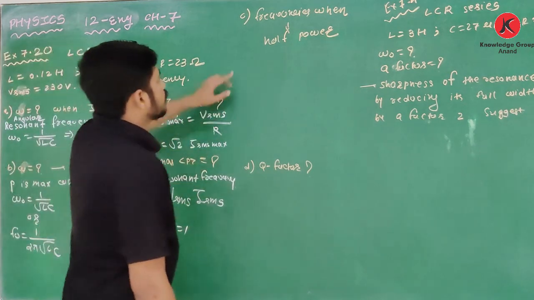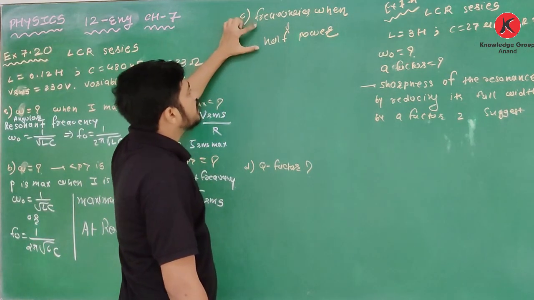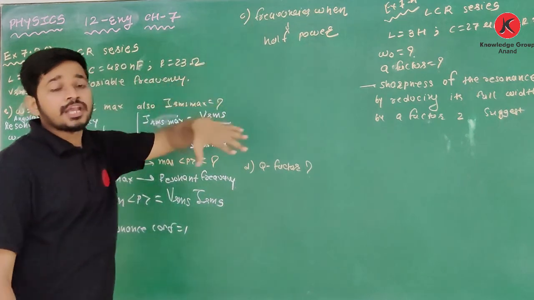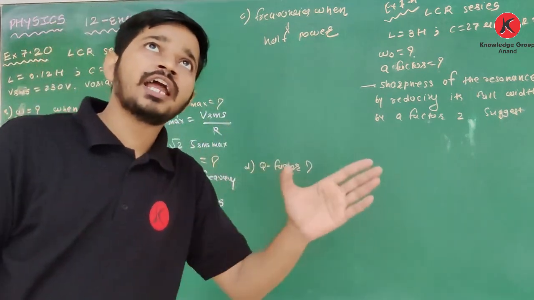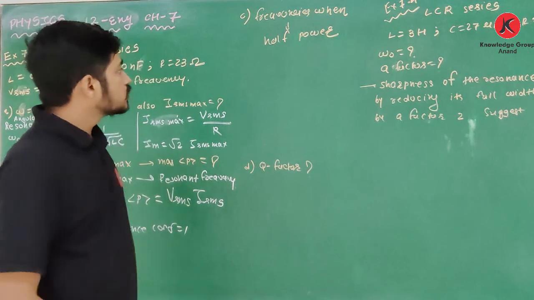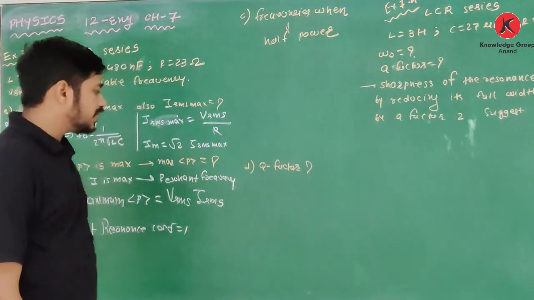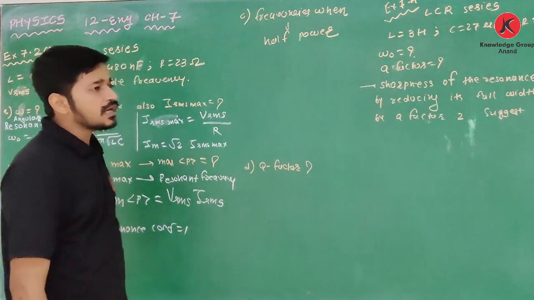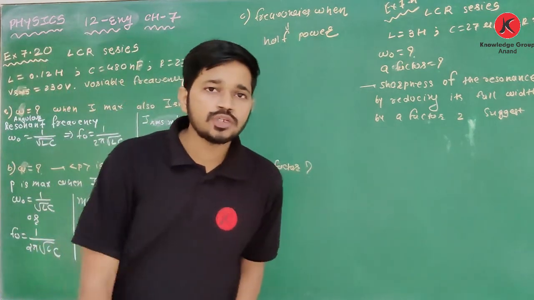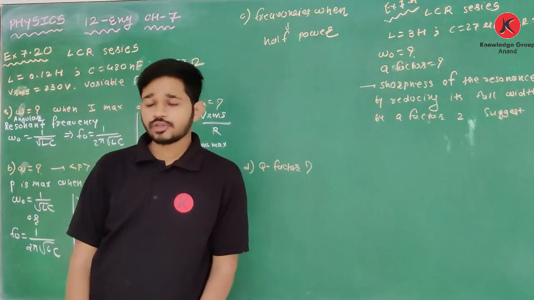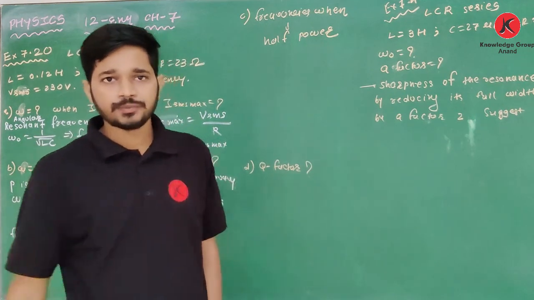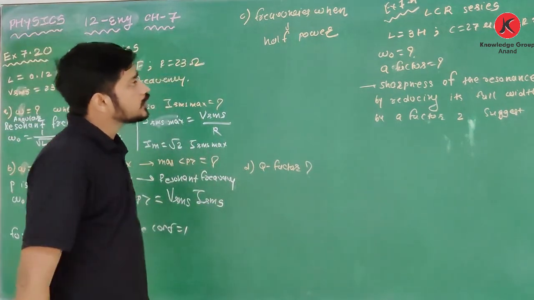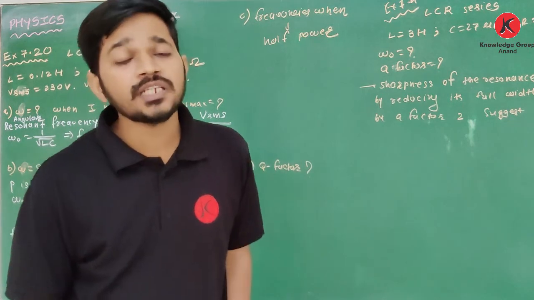Next question, you have to find the frequencies when power in the circuit is half the power at resonant frequency. So you have to find omega 1 and omega 2. What is the equation of omega 1 and omega 2? Omega 1 is equal to omega 0 minus delta omega, and omega 2 is omega 0 plus delta omega.